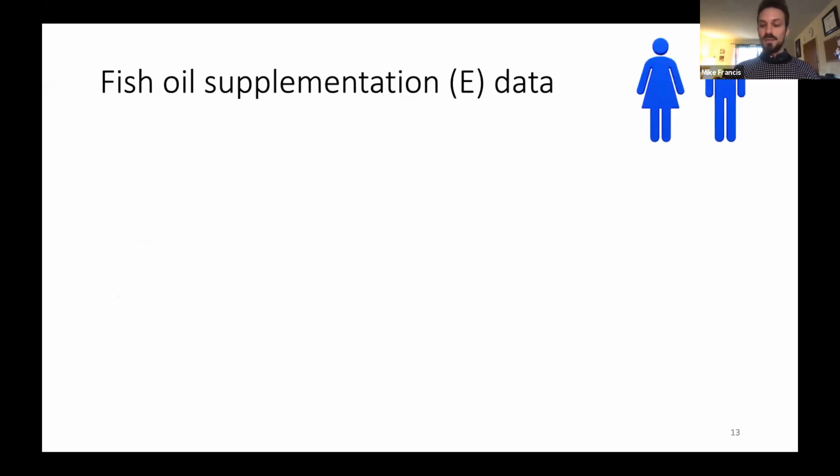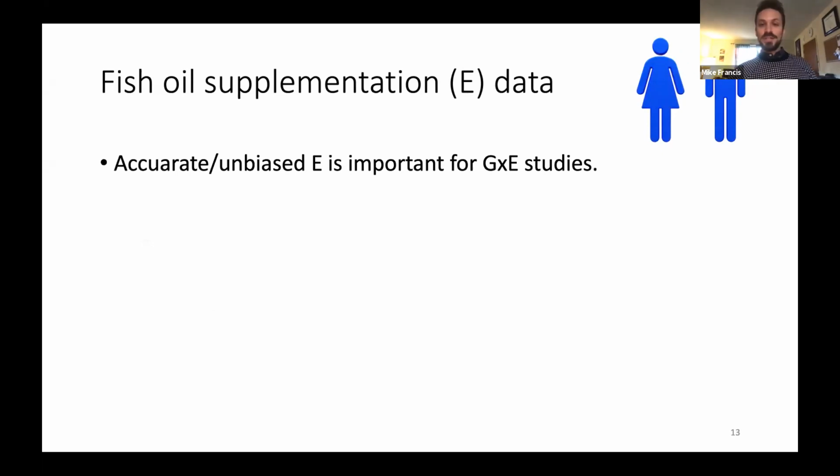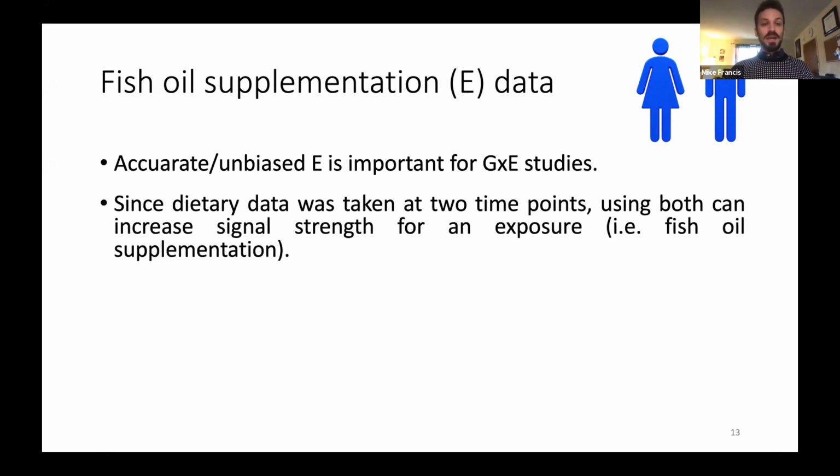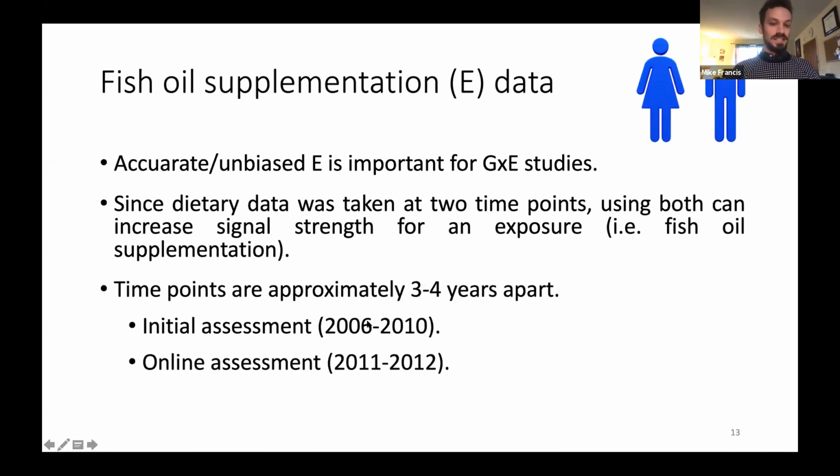And our exposure, like I said, was fish oil supplementation. When you're doing G by E studies, accurate or unbiased environmental exposure is super crucial. One good thing about this study is we actually have a subset of participants that gave their fish oil supplementation status twice. For example, they were asked in 2006, do you supplement fish oil regularly? And then again, in a follow-up assessment 5 years later, do you supplement fish oil regularly? It's not perfect, like a lot of nutritional studies, but it does help us get a more accurate picture of whether these people are supplementing regularly.